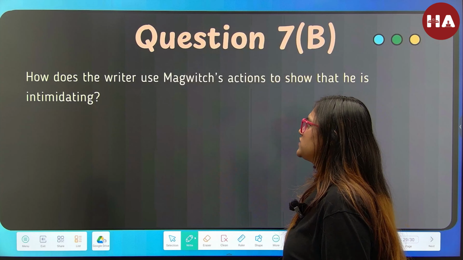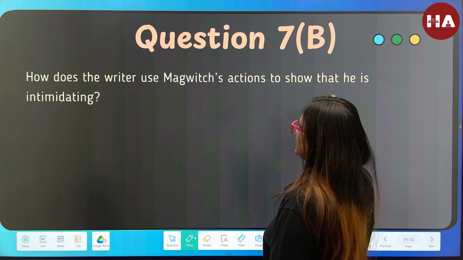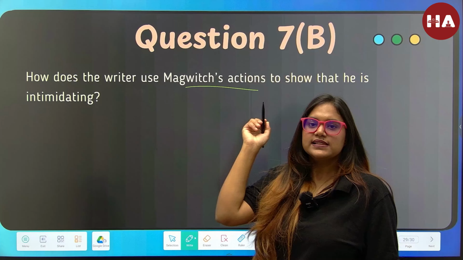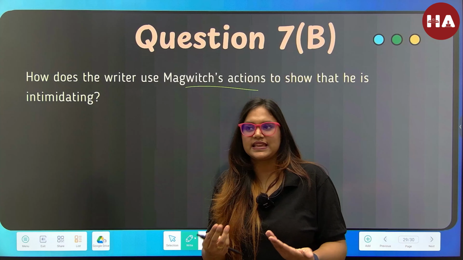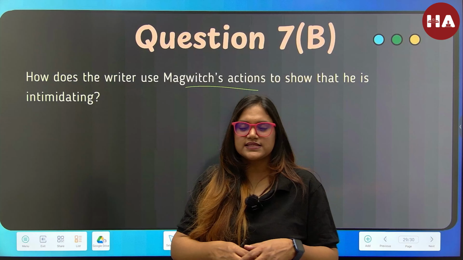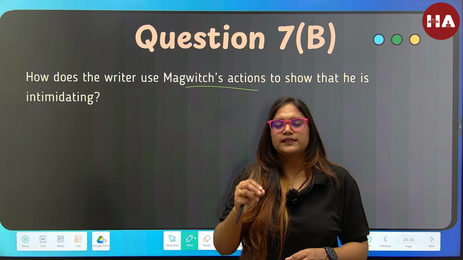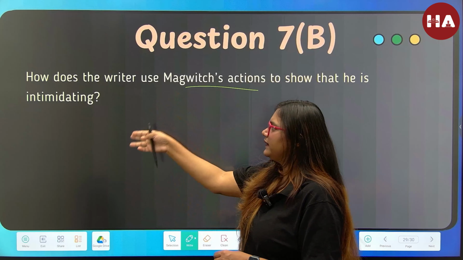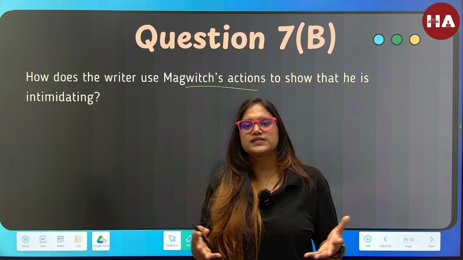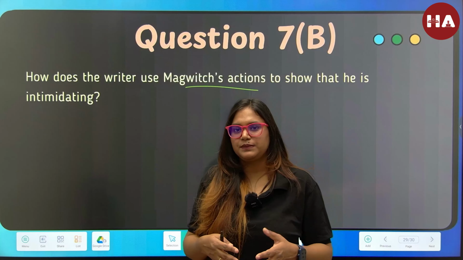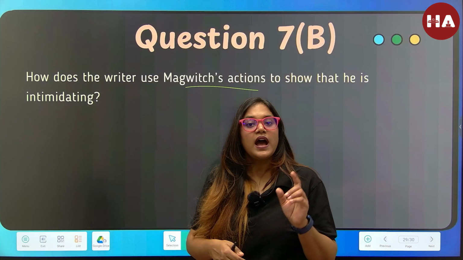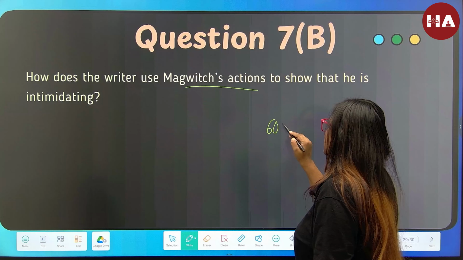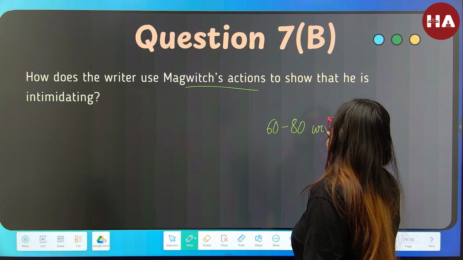How does the writer use Magwitch's actions to show that he is intimidating? When you see these two questions, they're somewhat related. It's almost the same. In some places, there would be new phrases added here. But when you see closely, the question being asked is almost the same. Please pause the video and record the answer for this one too, again in 60 to 80 words, and then we will discuss the answer.